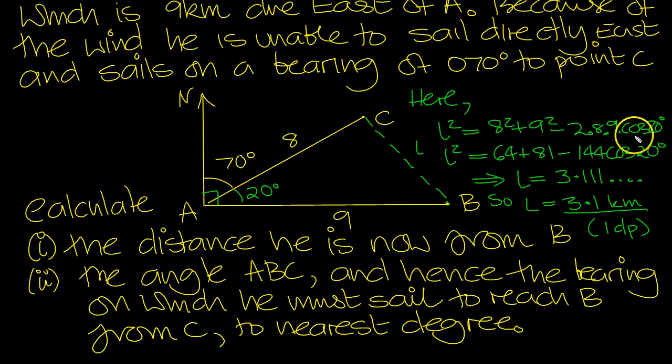Right, okay, the angle ABC is next. ABC, so this angle here, and hence the bearing on which you must sail to reach B from C to the nearest degree. So let's work out this angle. Once we know this, we'll be able to work out the bearing. Right, so we can use a sine rule here, can't we? So let's do part 2.